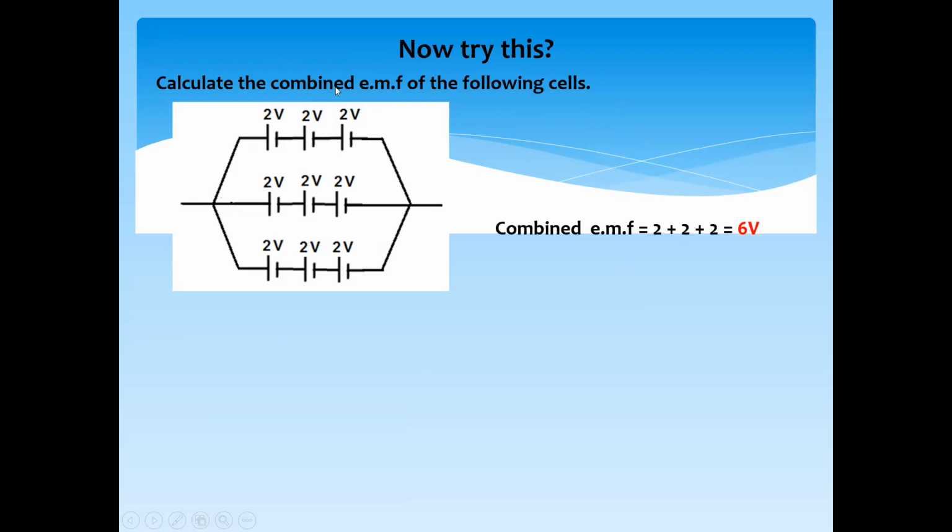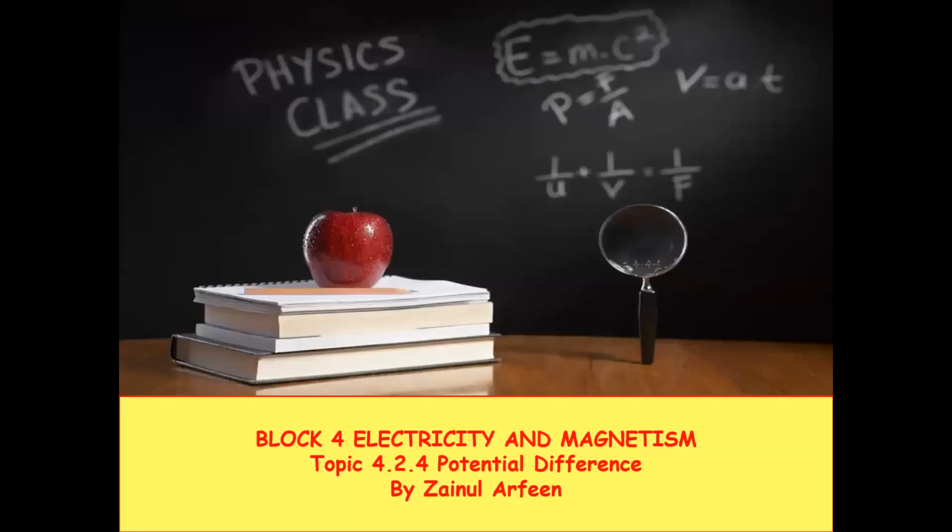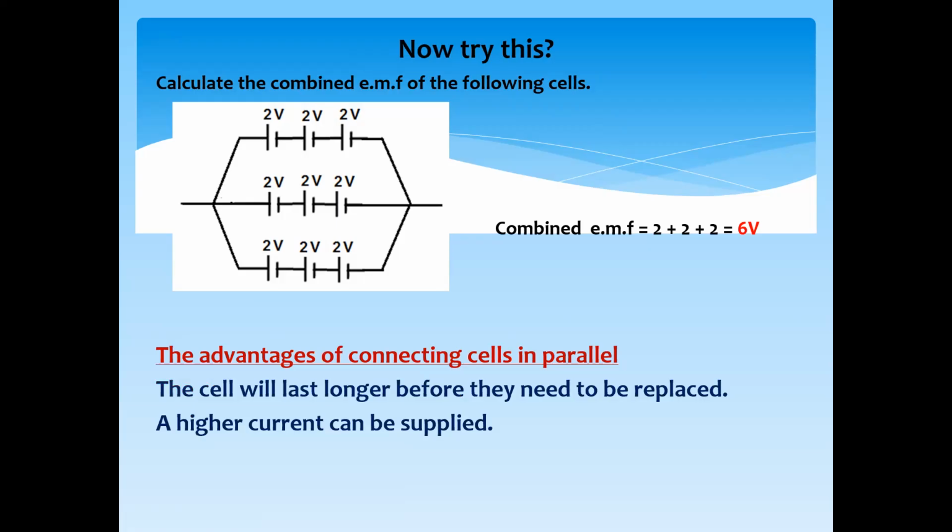So only in series do we add them. So 2 plus 2 plus 2, the combined will be 6 volt. Because for series only we add them, in parallel we don't add them because it does not increase or decrease the effect. So what is the advantage of connecting the cells in parallel? The cells will last for a longer period of time, because when they're connected in parallel, they can provide the energy for a longer period of time. So it will take longer before they need to be replaced. And it can provide a higher current, or more current can be supplied.